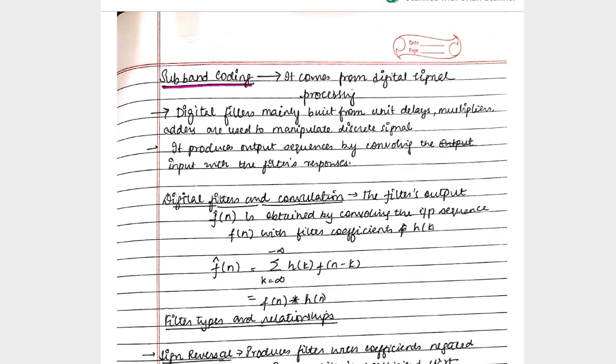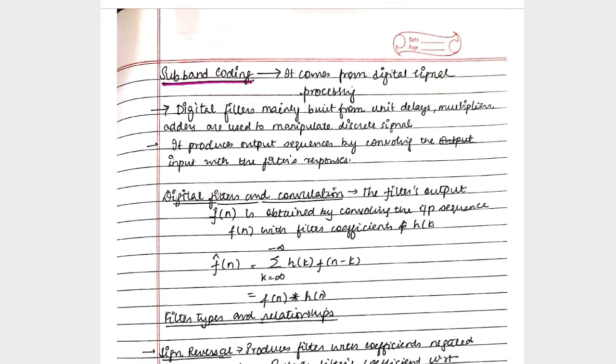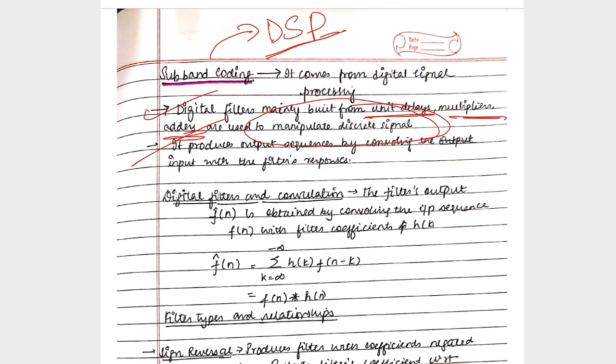Next we have subband coding. Subband coding comes under the domain of DSP, digital signal processing, where digital filters are mainly built from unit delays, multipliers and adders and manipulate the discrete signal. And what is next? It produces an output sequence. Now, what output sequences are produced? It is mainly based upon the input as well as the response the filter is giving.